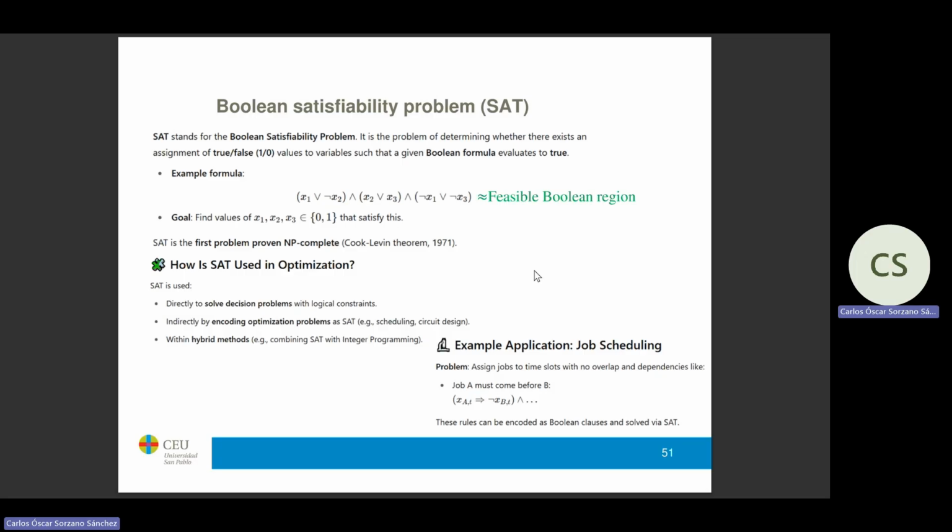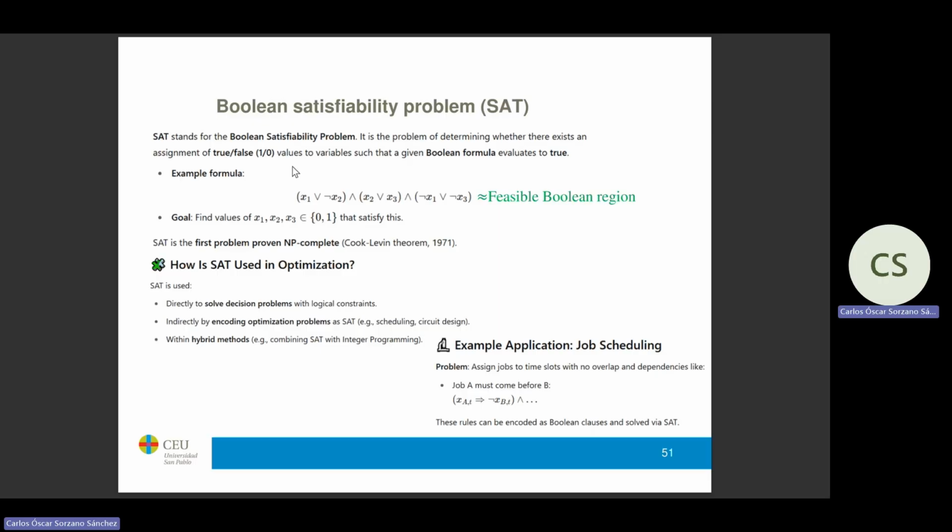Connected to this is the satisfiability problem. Somehow it is like, do you remember the feasible region? We used them in linear programming. So we had a region where all solutions had to lie. You can think of these satisfiability problems as a feasible region, but in the Boolean space.